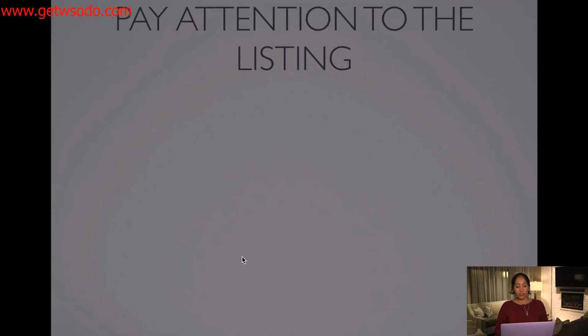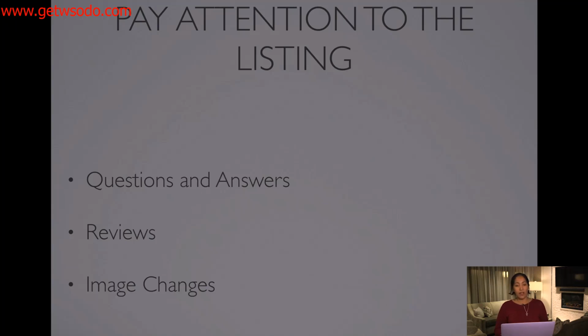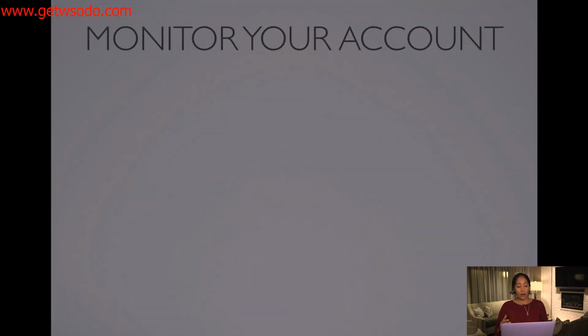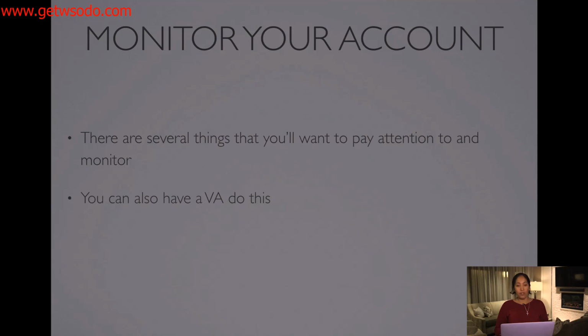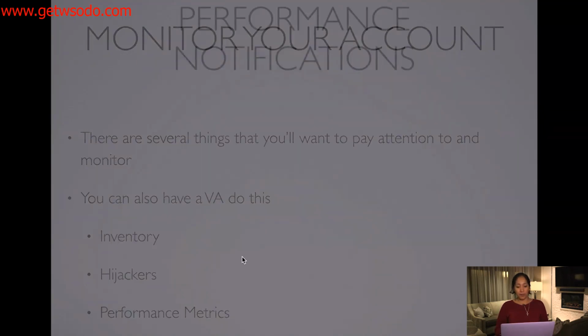Pay close attention to each of these emails that were sent from Amazon. You also want to pay attention to the listing itself. You'll often get questions and answers, and you'll get positive and negative reviews, as well as requests to change images. Pay close attention to those and don't let anything or anyone change your images. In order to monitor your account, there's several things that you'll want to do and monitor. You can also have a VA do this. You want to make sure the inventory stays in stock. You want to stay on top of things, make sure there are no hijackers, and you want to pay close attention to your performance metrics.